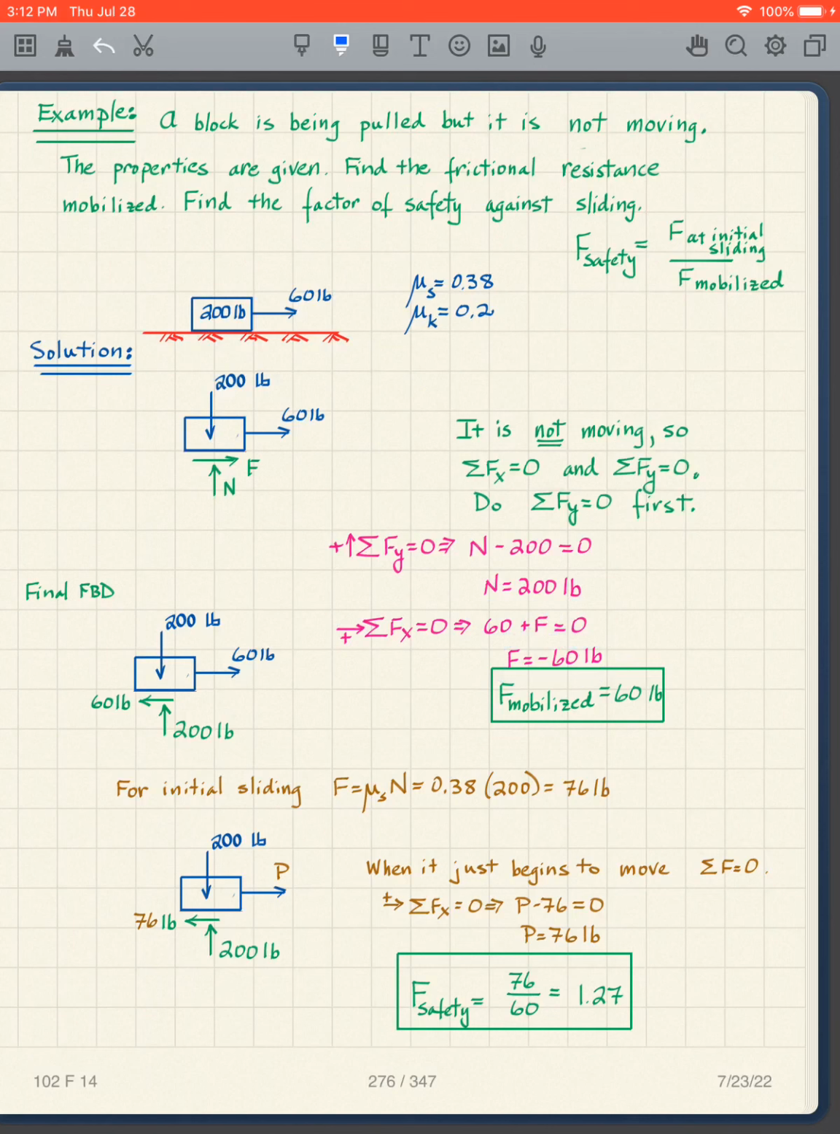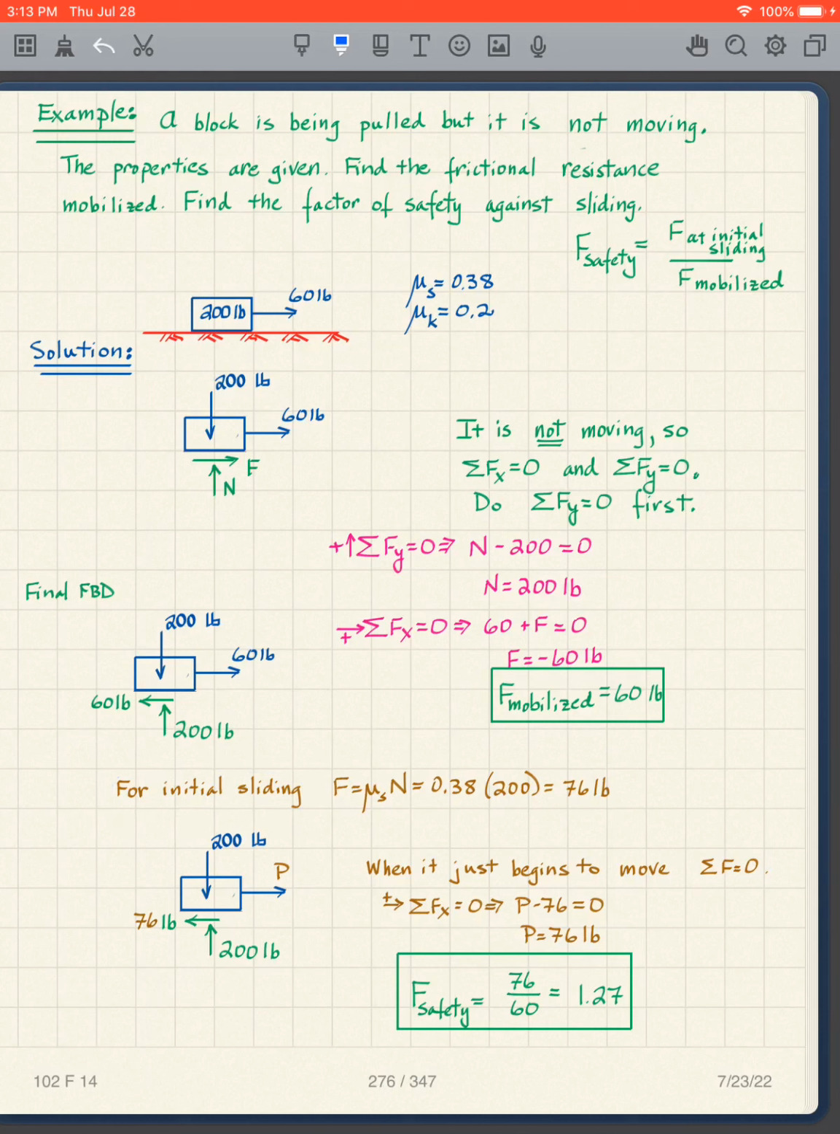And when we draw our final free body diagram, it looks like this. We find that the friction that exists, or the friction we're mobilizing, is 60 pounds. And that's this number right here. And so this is our free body diagram. It's in equilibrium. Now, we've been told it's not moving. What would it take to get this moving?